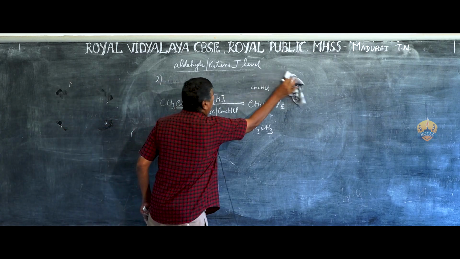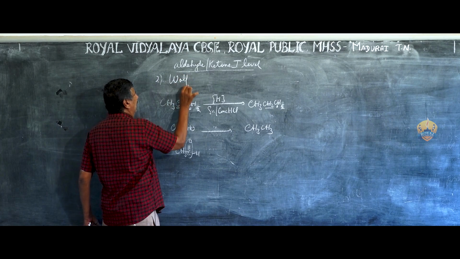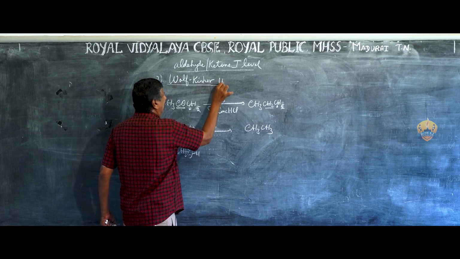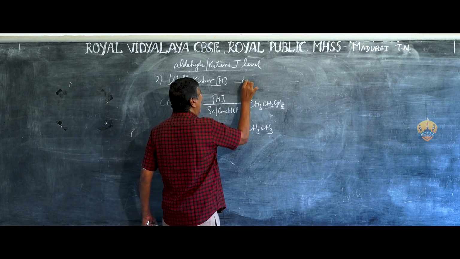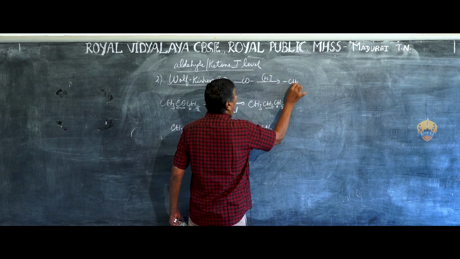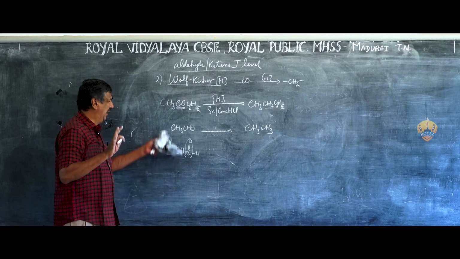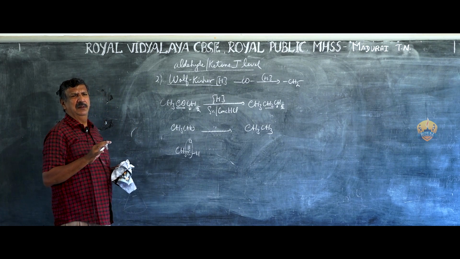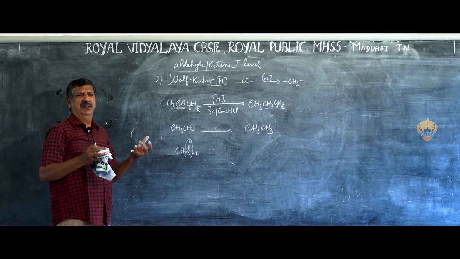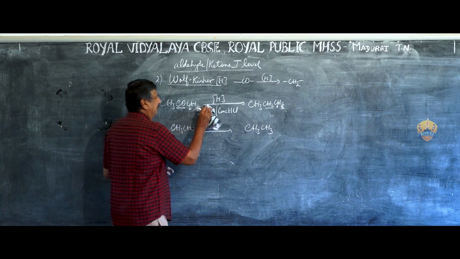Next one, you are going to see Wolff-Kishner reduction. Here also, the answer is the same. What you have learned in Clemmensen is the same in Wolff-Kishner. You see, I don't rub anything, but I'll just change the catalyst. That's all. I'm only changing the catalyst like this.